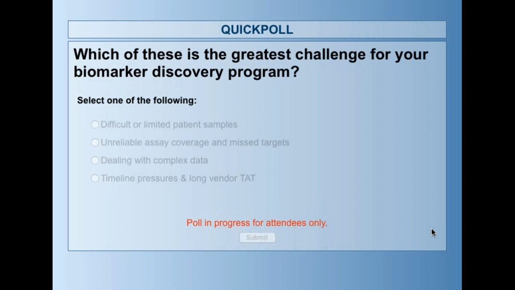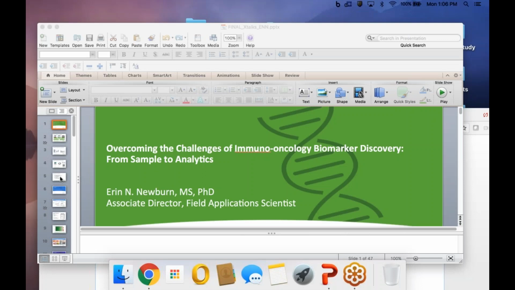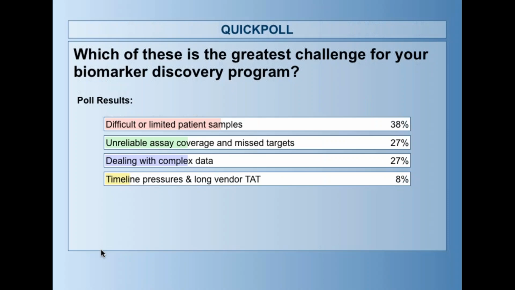And it does look like majority of the audience has voted, so I'll go ahead and close this poll question and share the results with everyone. And it looks like majority of the audience with 38% voted for difficult or limited patient samples. After that, it was a tie of 27% between unreliable assay coverage and missed targets and dealing with complex data. And then lastly, 8% with timeline pressures and long vendor TAT. And with that, Dr. Newburn, I'll hand the presentation back to you.